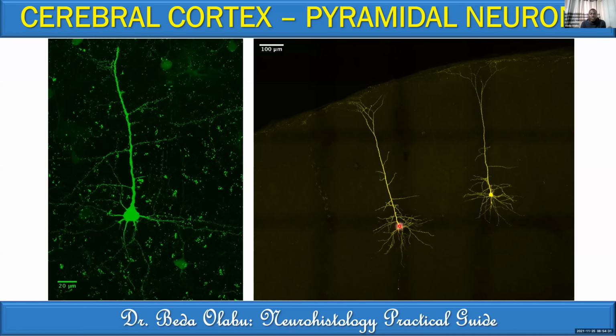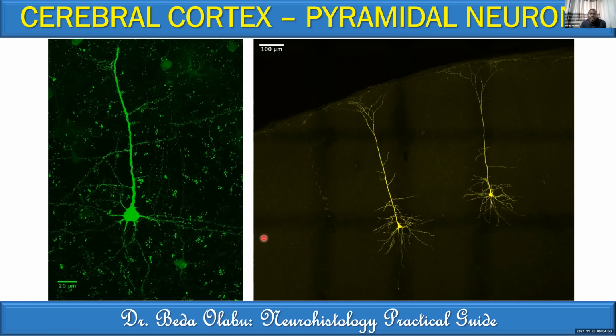The apex of the pyramid gives you a very prominent process, the prominent apical dendrite. That is a dendrite, very prominent. It is arising from the apex, and that is the one that goes towards the pial surface.